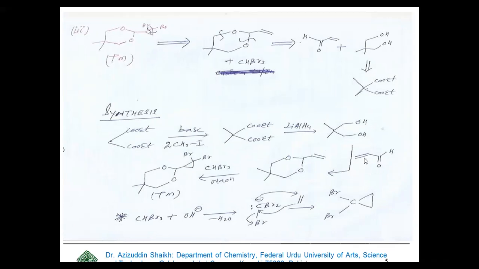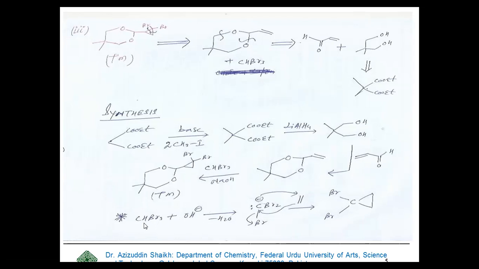The next step is this alpha beta unsaturated carbonyl compound reacting with this diol in acetal formation. In this acetal, the double bond is here. The double bond reacts with tribromomethane in presence of sodium hydroxide, and the substituted cyclopropane ring is obtained. This is your target molecule. This is the reaction between tribromomethane and an alkene in basic medium.